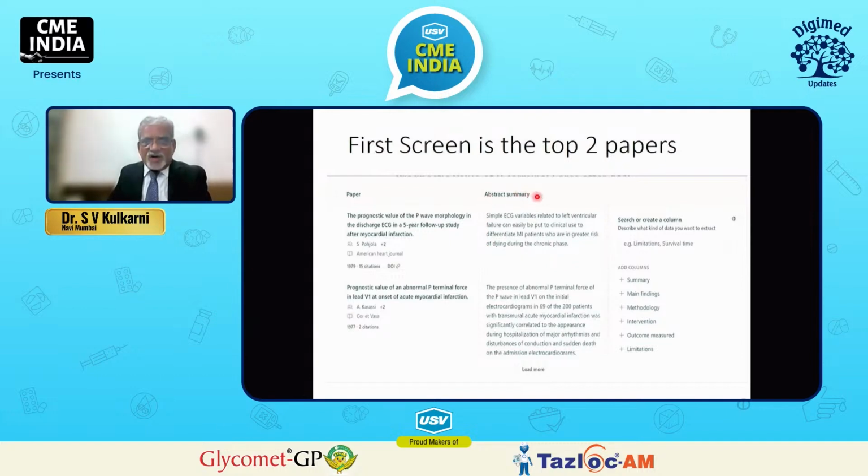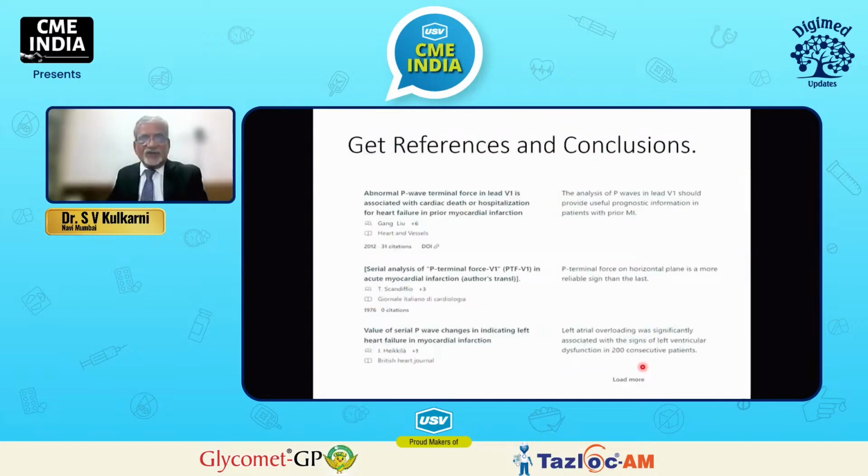Suppose I don't want a summary, I want everything. I want the main findings, methodology, intervention, outcome. Also, I want to know the negative aspects of it, the limitations. It is possible with this app. You can get some more references, and you can get some add-on information also.